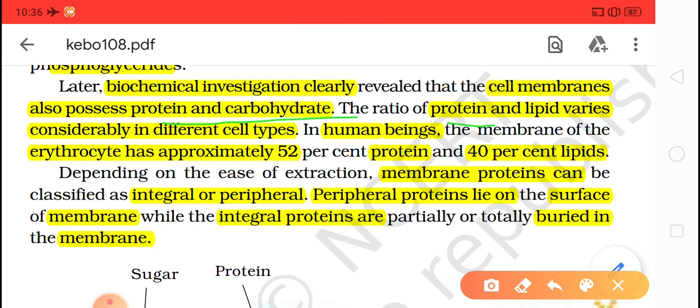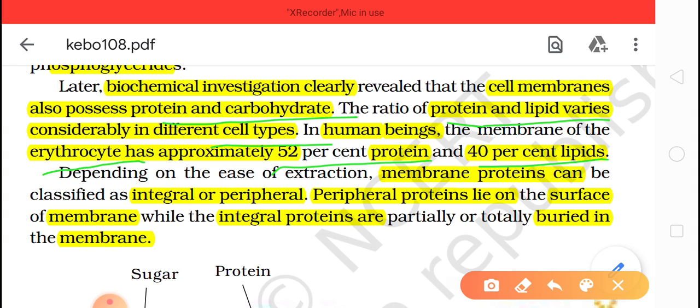The ratio of protein and lipid varies in different cell types. It is not the same in all cells; it varies from cell to cell. For example, the human erythrocyte, that is RBC, red blood cells, also known as the erythrocyte. The erythrocyte has approximately 52% protein and 40% lipids.